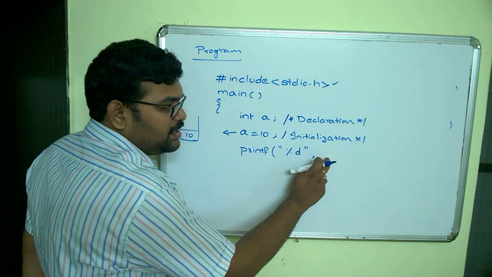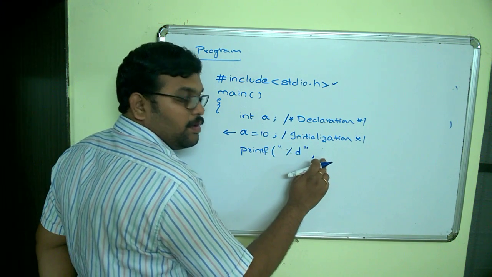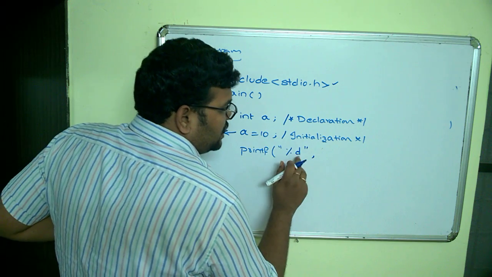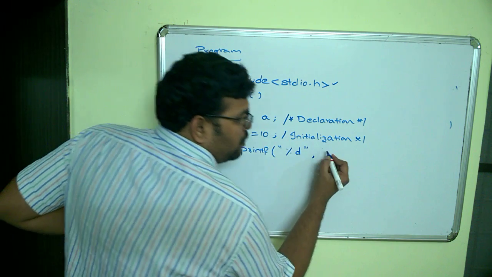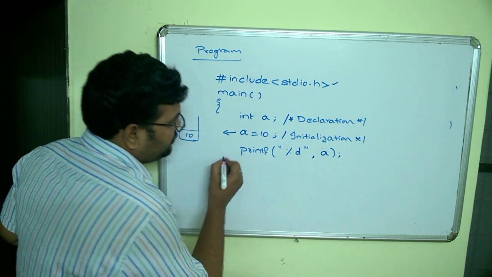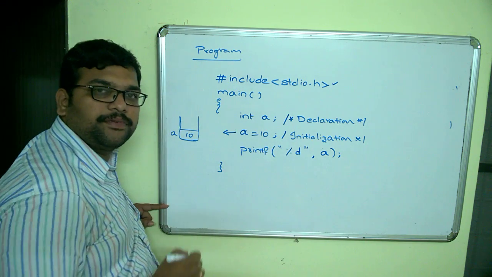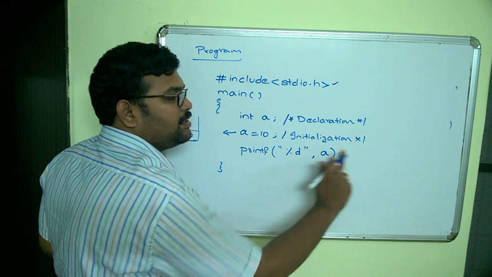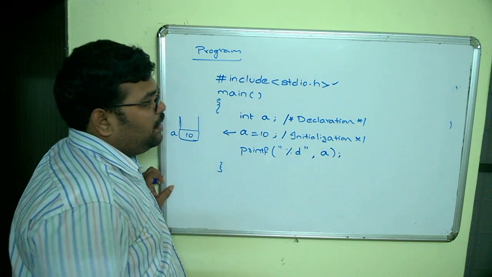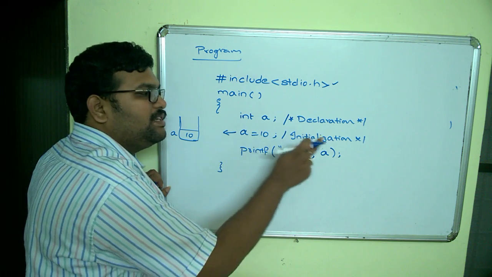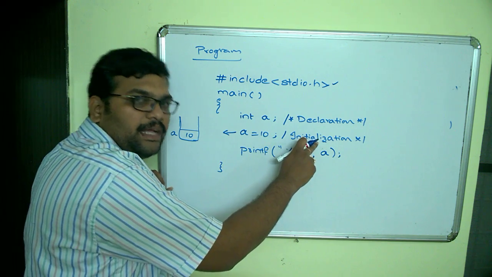Here we have to mention the variable on which the control string depends. So this is the control string for a, so I have to mention here a. That's it. This is called initialization and this is the output statement. And we are assigning the value in the program itself, so it is called compile time initialization.